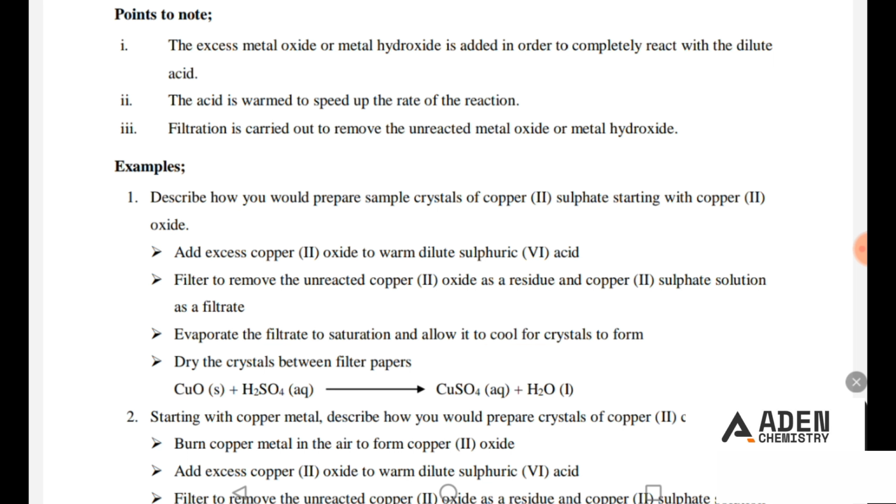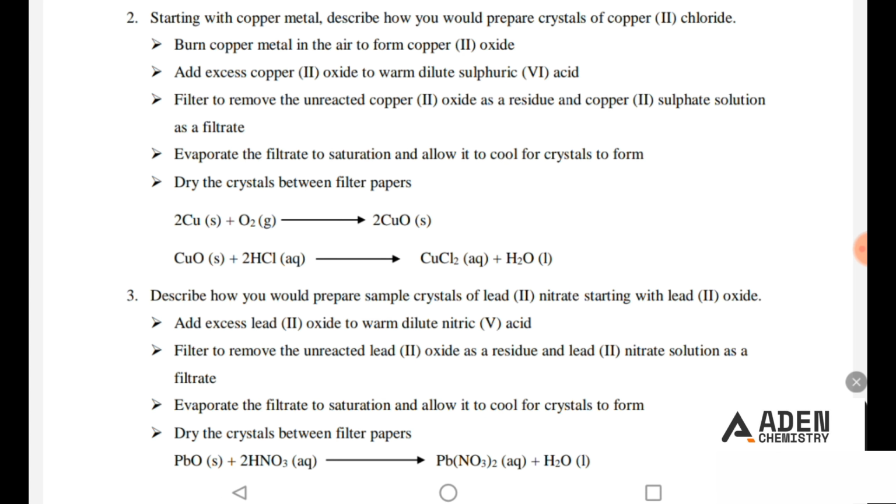So how are we going to write the equation for the reaction? We are having cobalto oxide reacting with dilute sulfuric acid. What we are going to get is cobalto sulfate solution, which is our soluble salt, plus water. So let's proceed to example 2.